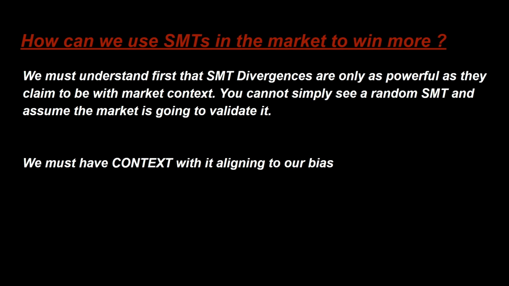So how can we use SMTs in the market to win more? We must understand first that SMT divergences are only as powerful as they claim to be with market context. By context in the market, I mean information being fed to us that the market is showing us. As traders, we are simply reacting to the information that's given to us. We're not guessing where the market's going to go, that it's going to go to buy side, or that it's going to go to sell side to a certain level. We're letting the market show us context, what it's doing, of where it wants to go. We're listening to it, letting it show it to us, and we react off that information.